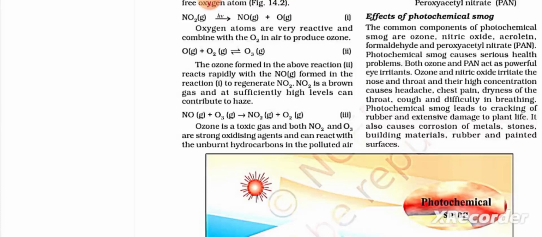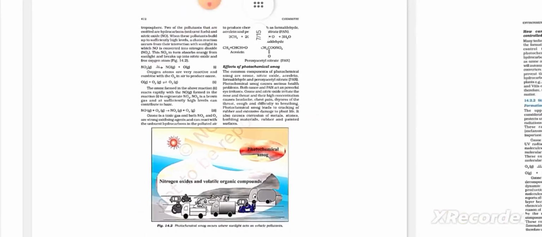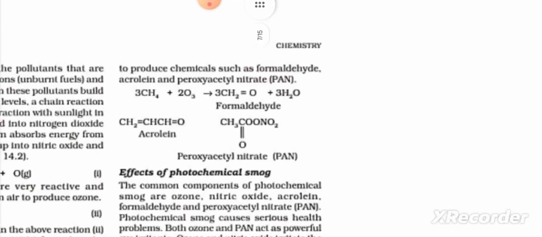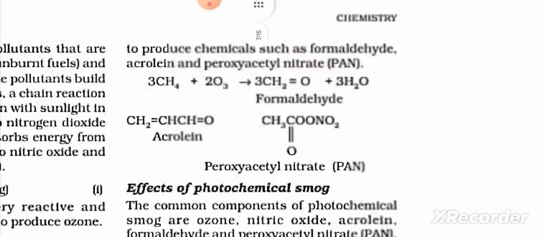Ozone is a toxic gas, and both NO2 and O3 are strong oxidizing agents and can react with the unburned hydrocarbons in polluted air to produce chemicals such as formaldehyde, acrolein, and peroxyacetyl nitrate (PAN).